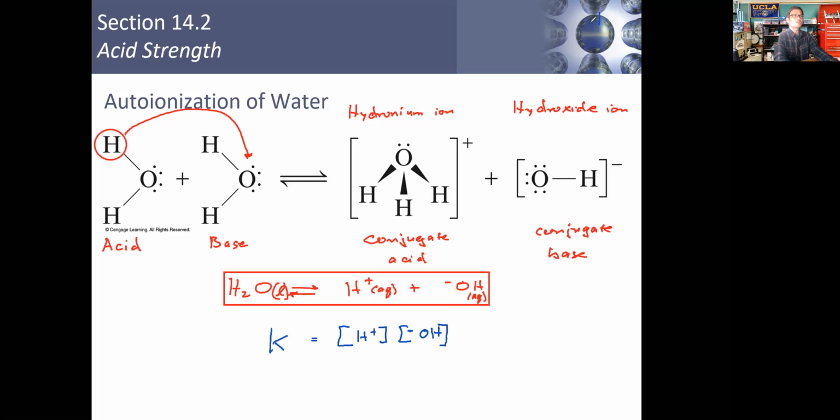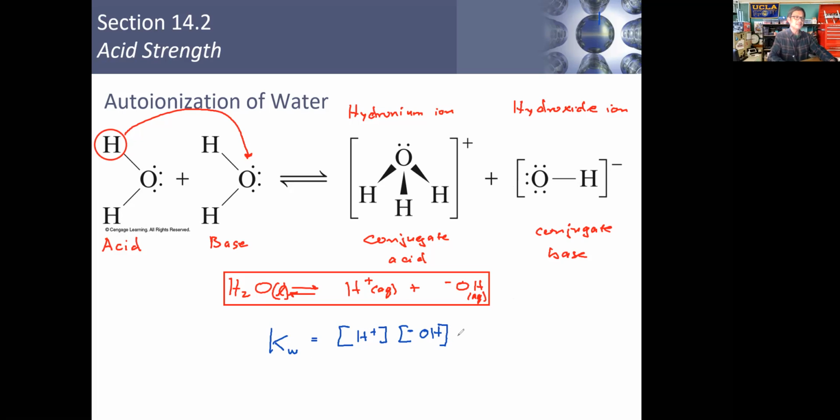This is a special constant as well. We refer to this one as Kw, and you probably learned it in first year chemistry already. So this is what Kw is. Kw represents the auto-ionization of water, and it's an equilibrium constant. You didn't learn that back in first year chemistry, but now you do. It's an equilibrium constant.